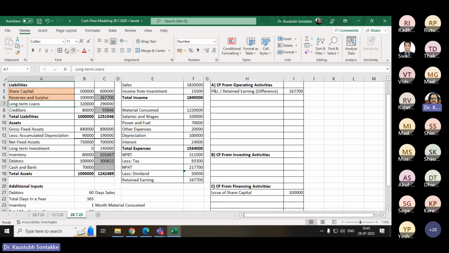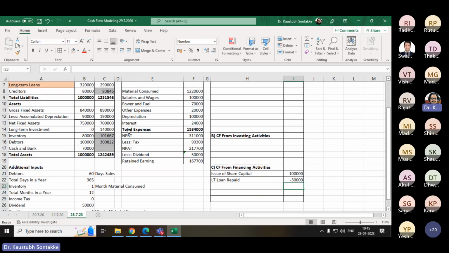Next is long-term loans. 3,20,000 becomes 2,90,000, which means long-term loan repaid. It is cash outflow, again from financing activity. Go to cash flow financing activity and write long-term loan repaid, is equal to second year long-term loan minus first year long-term loan.